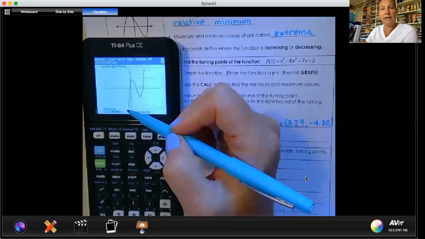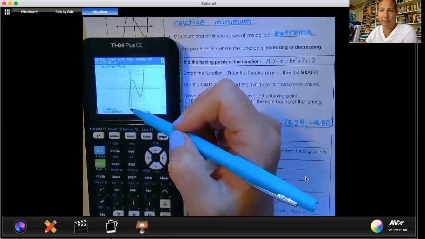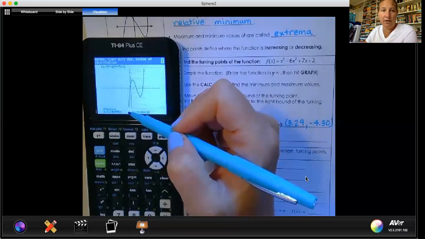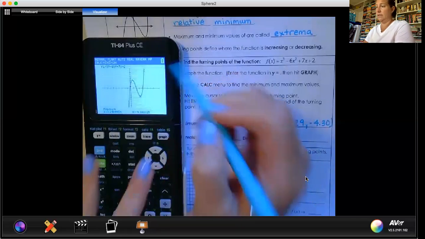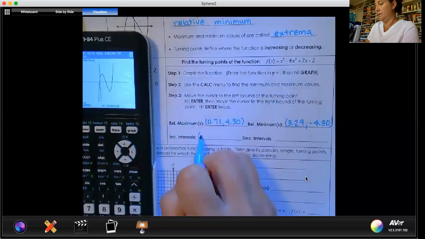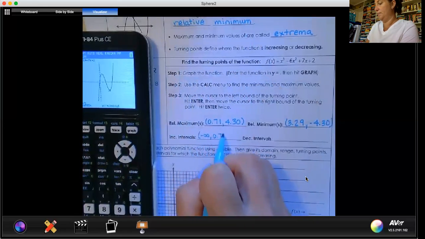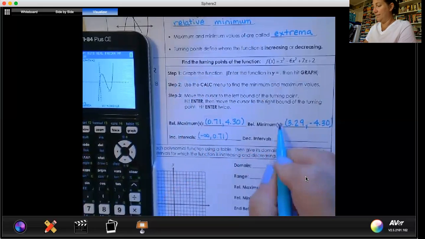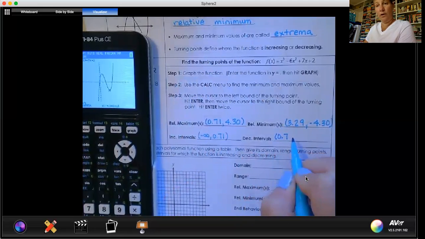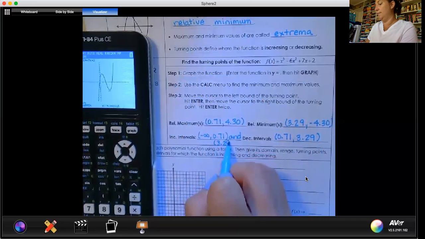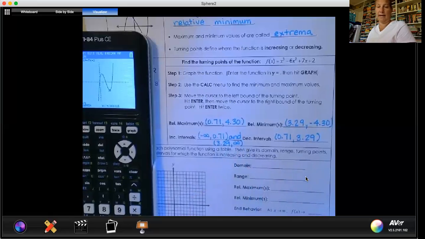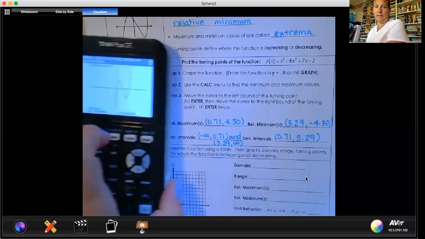So where are you increasing? You're increasing anywhere as you read your graph from left to right that you're going up. So we're increasing from negative infinity to our maximum point, which is 0.71. So negative infinity to 0.71, and then we're decreasing from the x coordinate of the maximum to the minimum, so 0.71 to 3.29, and then we're increasing again from 3.29 to infinity. So we're going to have some more practice with that here in the next couple sets of problems.